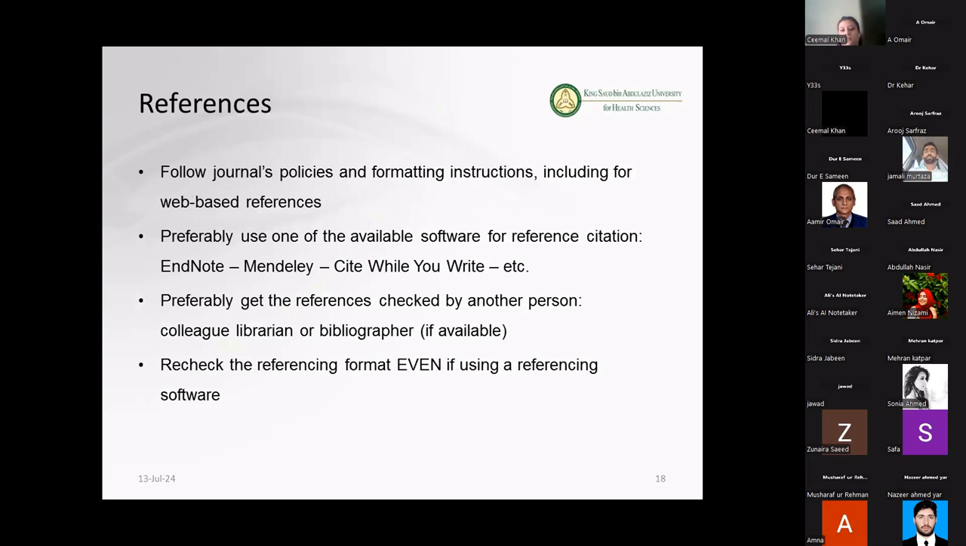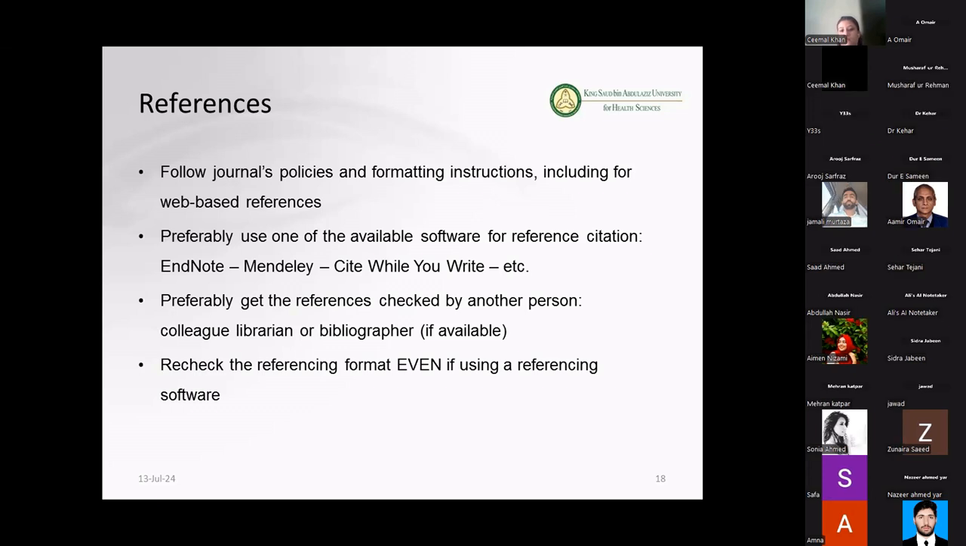References, as I mentioned, if you are using software, EndNote, Mendeley, Cite While You Write, whatever, there are different ones available, it is very useful. Make sure that you try to get the references checked by another person. I especially recommend getting the help of a librarian or bibliographer if available. I'm sure that in Aachen you have those facilities, not available everywhere, but make sure that your references are in a consistent manner according to the referencing style.